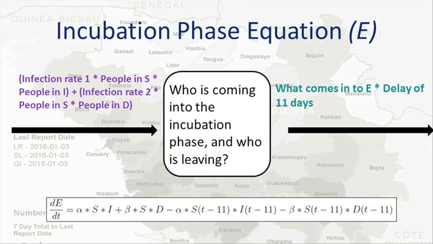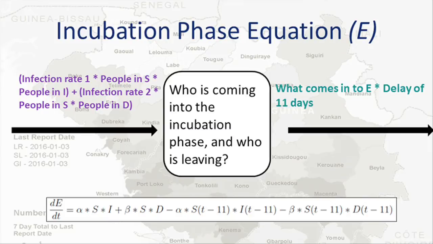And so what this represents is our equation for the susceptible population. So alpha times the infection, or the people that are infected, and then beta times the people that are dead. So that's positive because it's coming in. And then right here is the exact same thing, but we just multiplied S times T minus 11, so time. This is the time delay of 11 days.